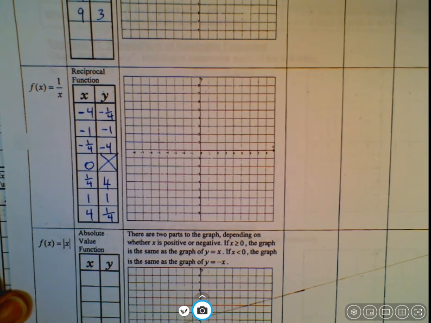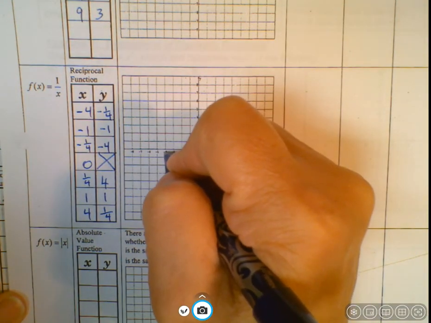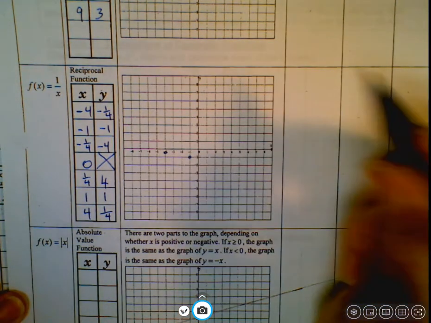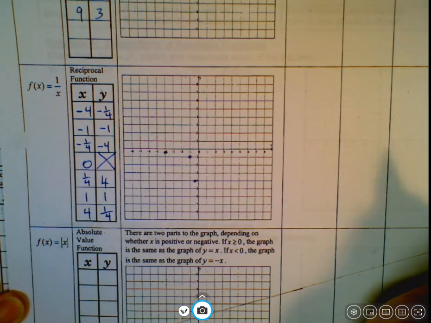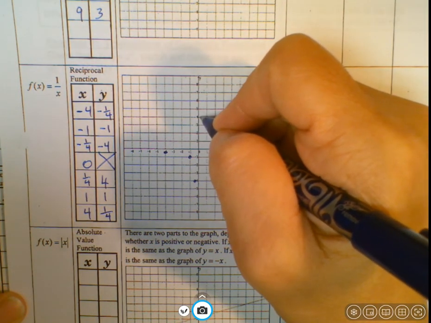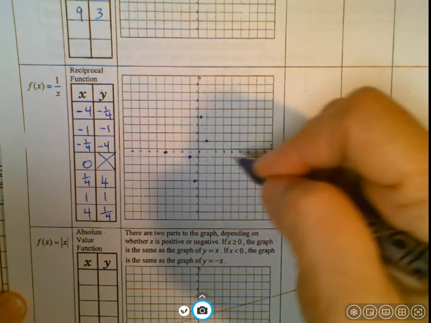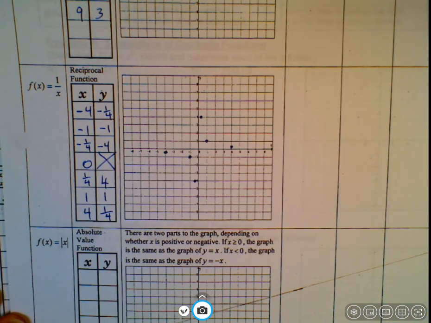Okay, so let's try to plot these points and see what we get. So at -4 we have, so we're going to have to kind of estimate here because we can't put in these fractional points. -1, -1 will be here. -1/4, -4 will be here. All right. At 0, there's nothing. 1/4 and 4 will have a point. 1 and 1 will have a point, and 4, 1/4 will have a point. Okay, and now we get these points.